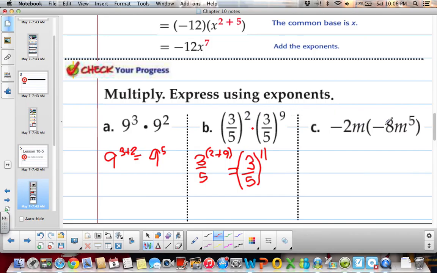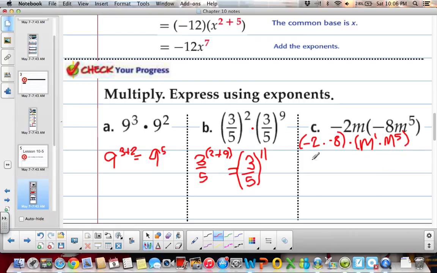All right, so this one has our coefficients. So I'm going to pull out my -2 and my -8. So it's going to be -2 times -8. Okay, these are still being multiplied together. And then I have my m, which is m to the 1st, because m is the same as m to the 1st, times m to the 5th.